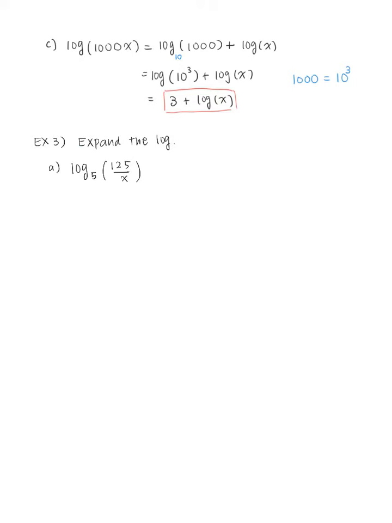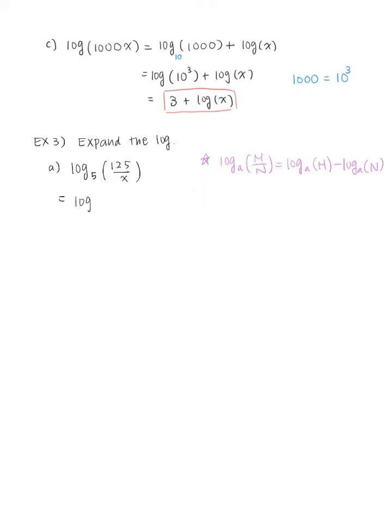Okay, now let's take a look at something like this. Expand the log. Okay, so we have the quotient going on here. Let me just write down the property. Log base a of m over n is log base a of m minus log base a of n. So this is the key formula that we're going to follow right now. So ready?